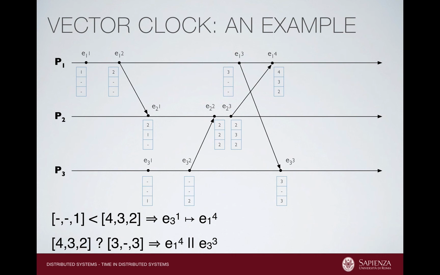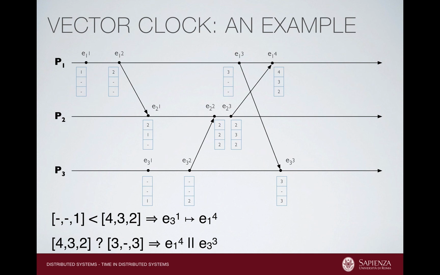But we also have that two vectors that are not comparable capture the concurrent relationship. Concurrency is not a relationship, it's the lack of ordering between two events because they are concurrent. So we have that the last event on process P1 has a clock that is 4, 3, 2. This one is concurrent with the last event on process P3, because the last event on process P3 has a vector that is 3, 0, 3. If we try to compare vector 4, 3, 2 and 3, 0, 3, we will see that it does not work, because the first component of 4, 3, 2 is greater.